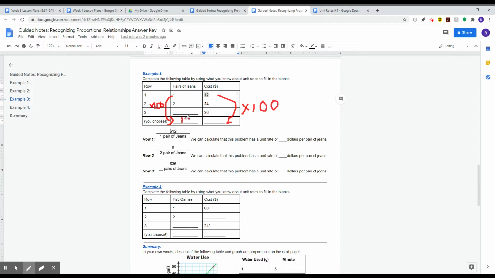So 100 pairs of jeans, which is more than anyone needs. Let's be real. I don't think anyone has that many pairs of jeans. Maybe like a Kardashian or something like that. Kanye West. Boom.